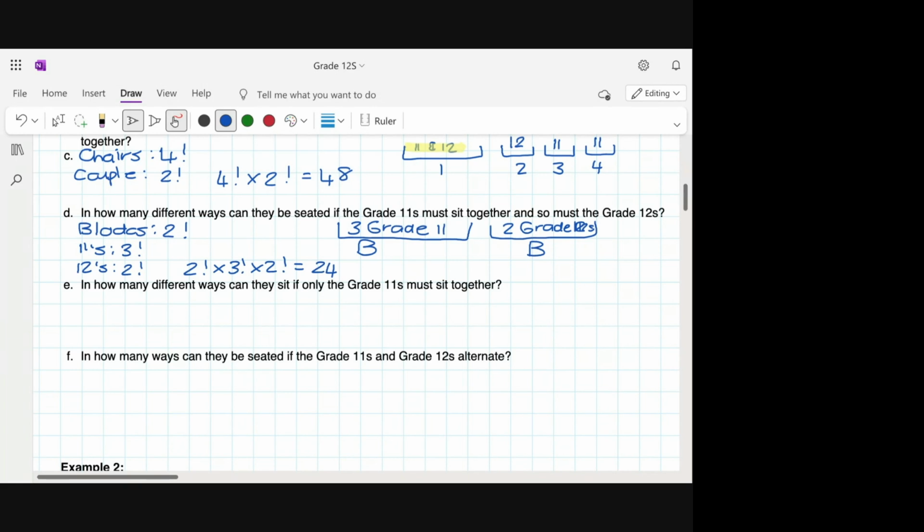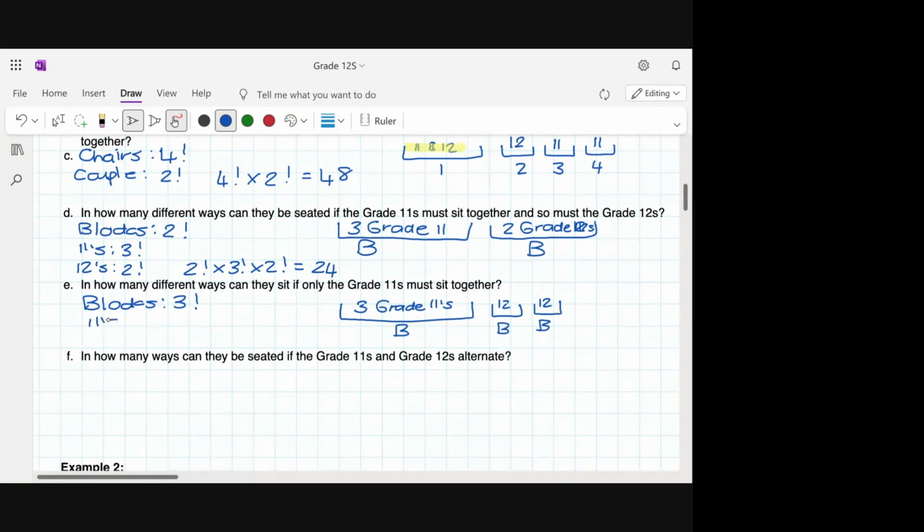In how many different ways can they sit, if only the grade 11s must sit together? So now, here's my first block. There's my 3 grade 11s. And then I've got a 12 here, and I've got a 12 here. So I'm still counting these as blocks. Block, block, block. Okay? So, in terms of blocks, how many blocks have I got now? I've got 3 blocks.